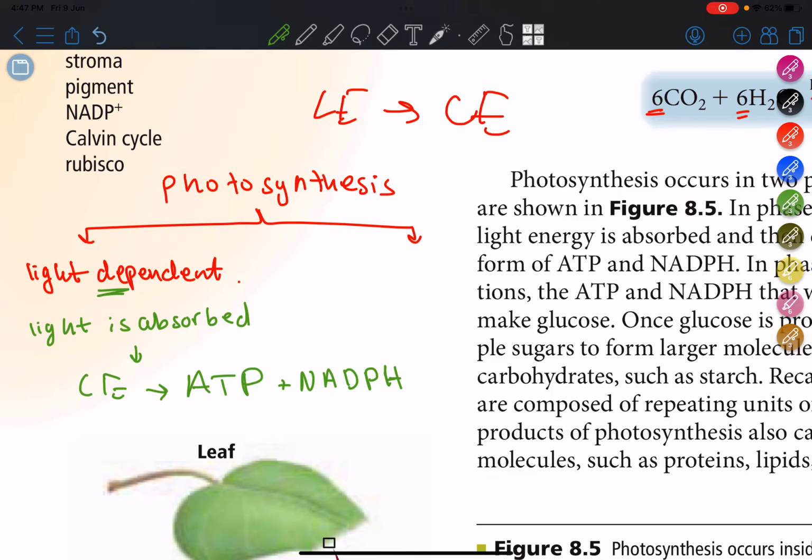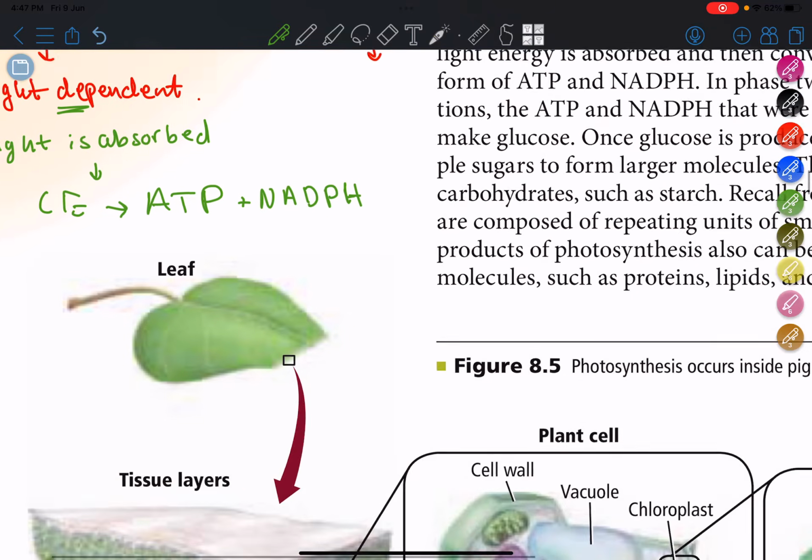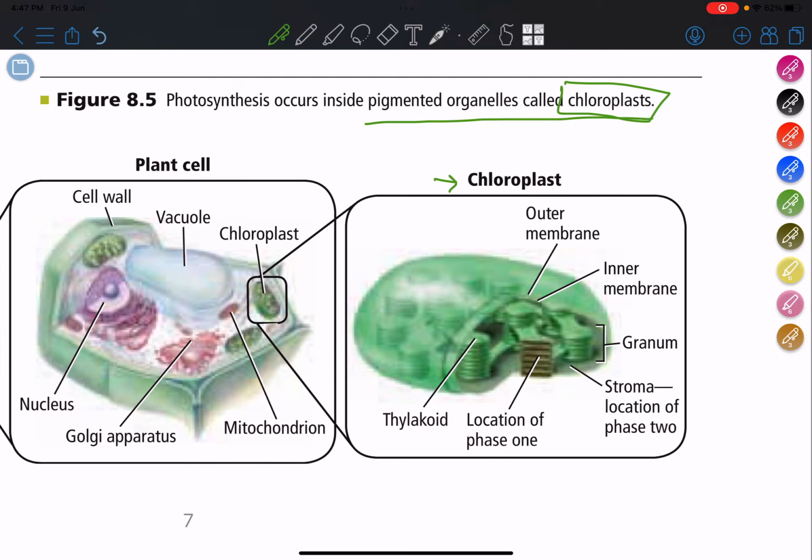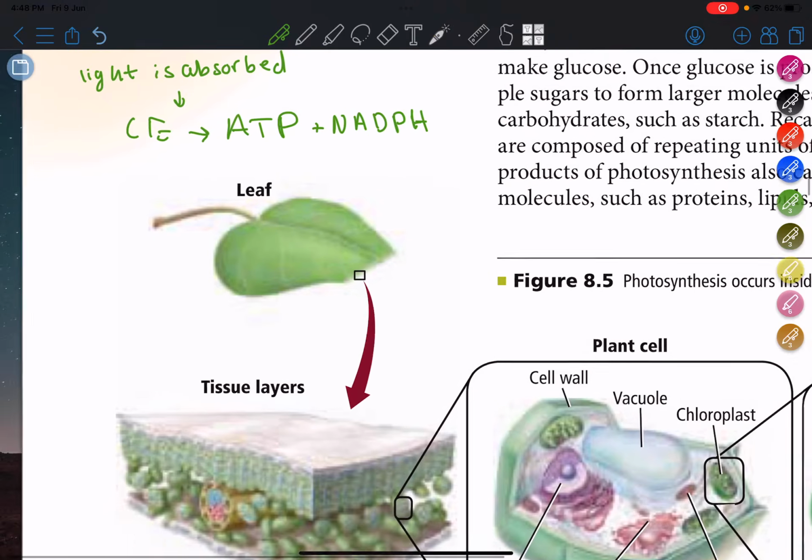Now, what else do we need to know about the light-dependent reaction? We need to know where it happens. Where is the light-dependent reaction happening? If we look at the figure here, photosynthesis occurs in the pigmented organelles, and they are called chloroplasts. So where does this whole process happen? The whole process, not just the light-dependent reaction, happens in an organelle called the chloroplast. Where does the first part take place, or the first phase? It takes place in the thylakoid, and the second phase takes place in the stroma, and we are going to discuss all of this in detail in a moment.